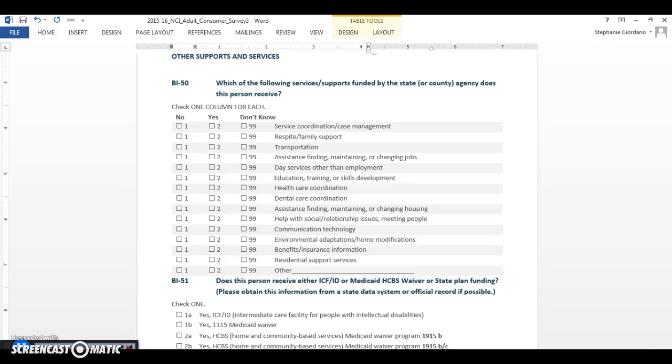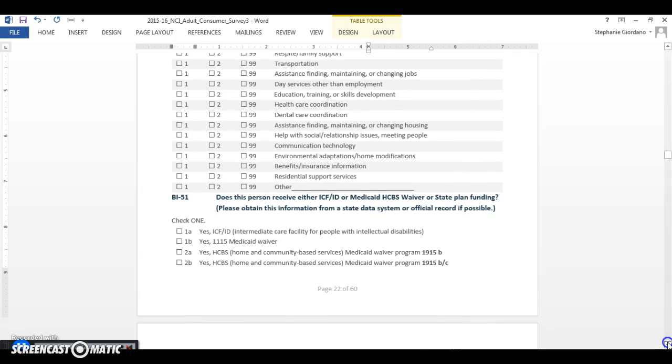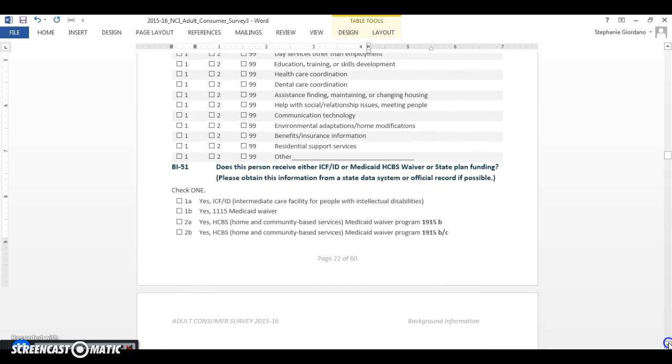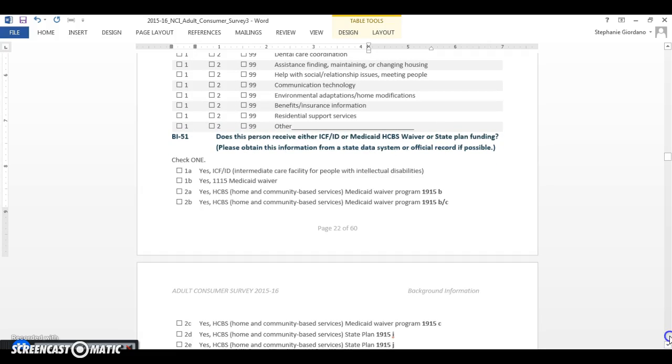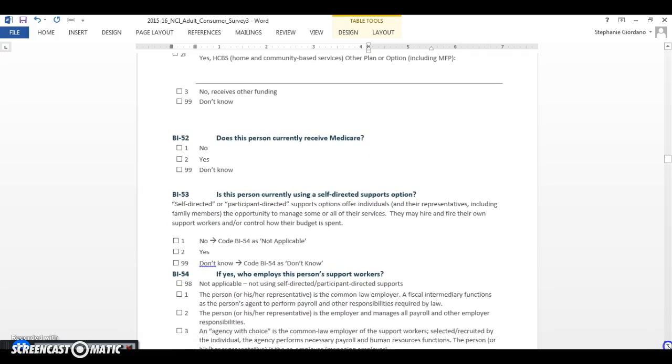We then go on to ask about some other services and supports the person may receive, starting with asking which services and supports are funded by the state that the person does receive. We ask whether the person receives an ICF/ID or Medicaid waiver or state plan funding. We ask whether the person receives Medicare.